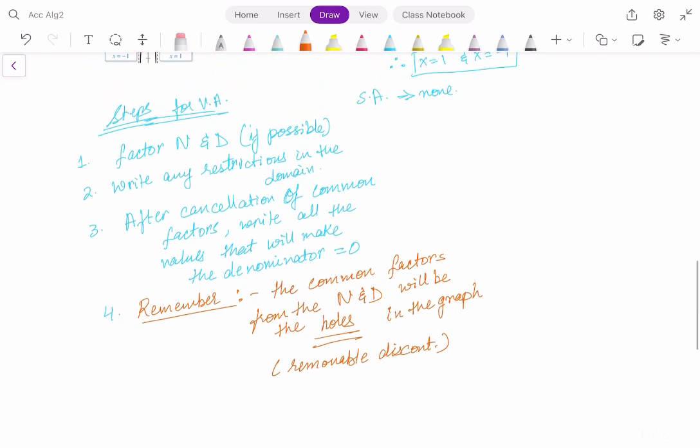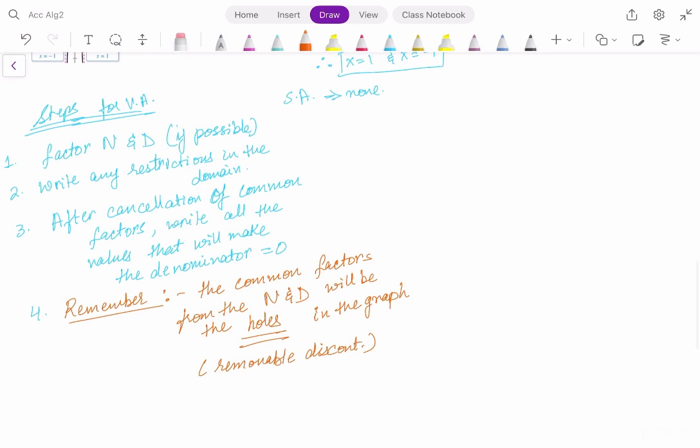Now let's understand it one more time. Let's summarize everything with this example. f of x is equal to x squared minus 1 over x squared minus 2x minus 3.